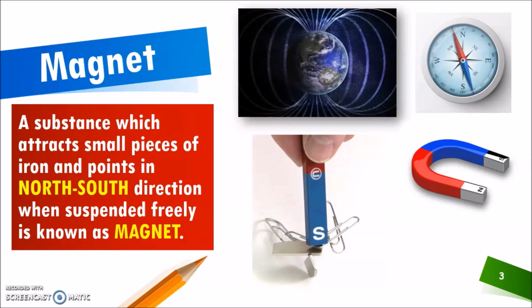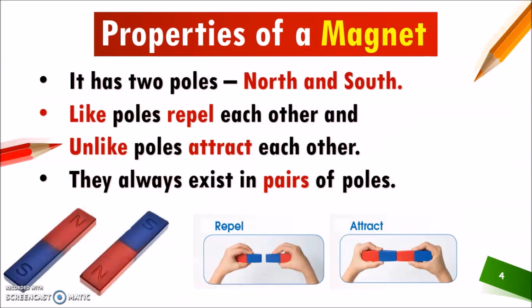Now moving ahead towards its properties. What are the properties of a magnet? This is a very simple topic. It has two poles, north and south. Like poles repel each other and unlike poles attract each other. They always exist in a pair of poles. We cannot detach a magnetic pole from the other. Okay, is it clear, students?